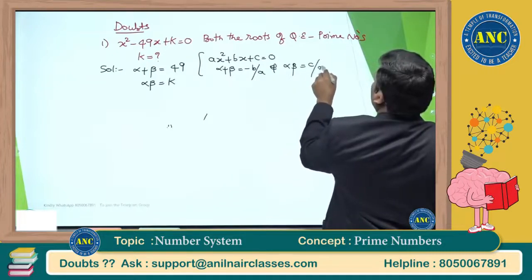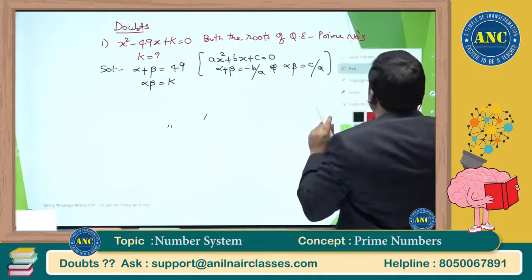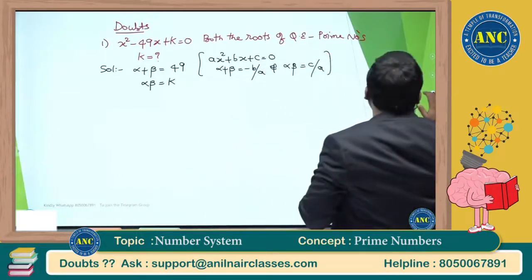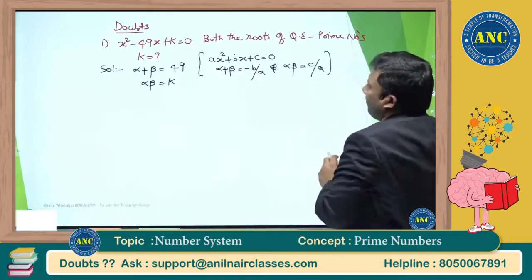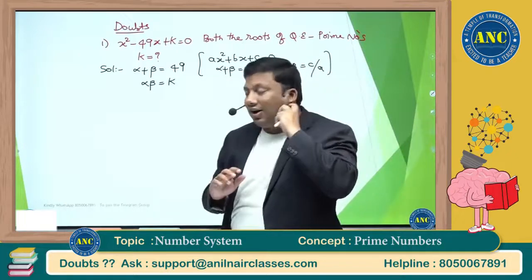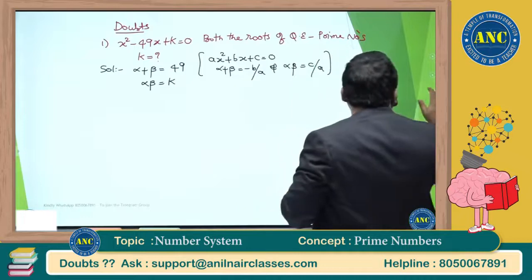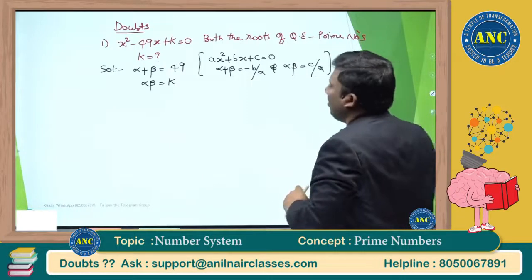Most of you know it because we have studied these in our school textbooks. Sum of the roots is 49 and product of the roots is k. We have to find out the value of k. So, sir, should I take all the values? No, this is for the student who has sent a doubt in WhatsApp.